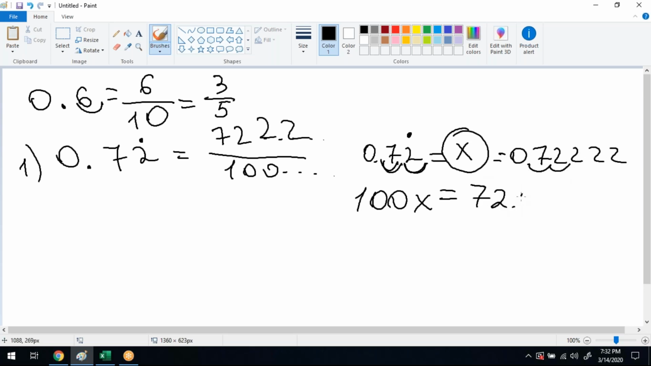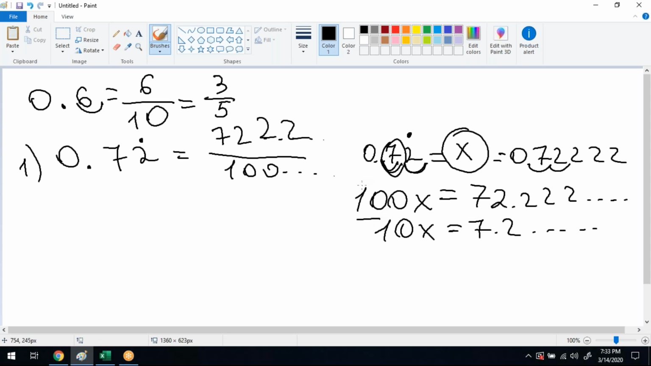So it will be 72.222 and so on. I have one number that is not repeating. So secondly, I multiply by the power of 10 of the amount of numbers that are not repeating. In this case, there's only one number after the dot that is not repeating. That's why I multiply by the first power of 10, which is 10 itself. So it will be 7.2 and so on.